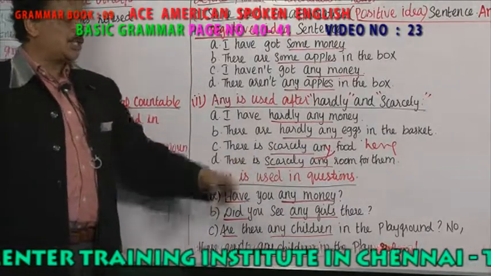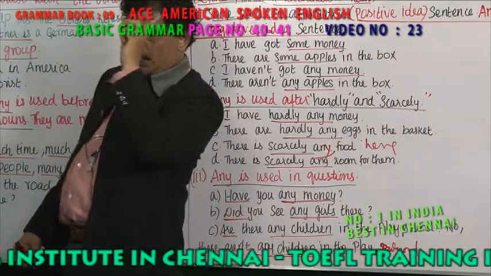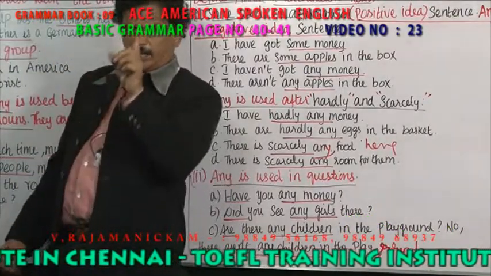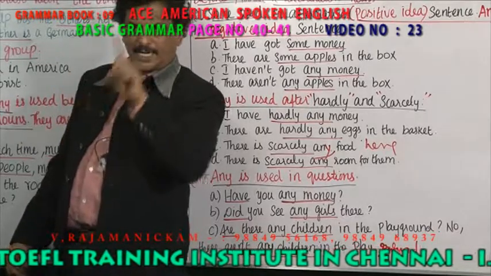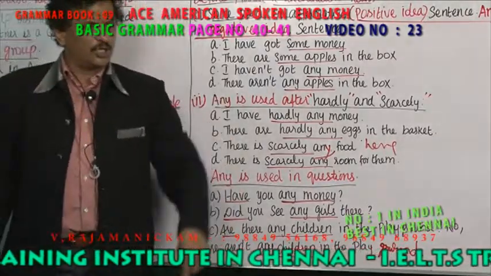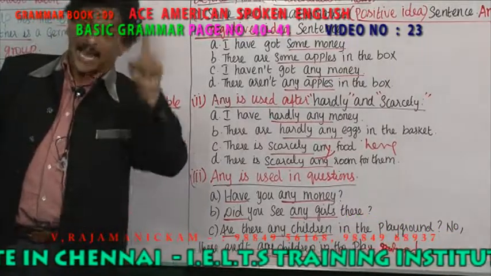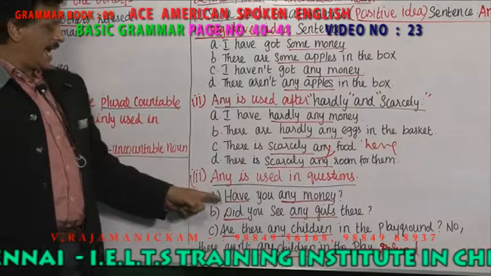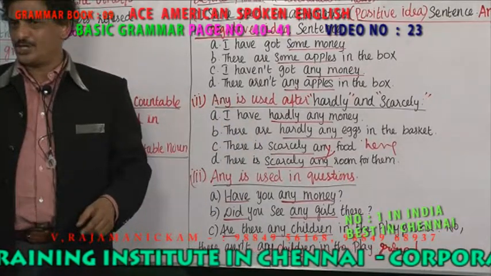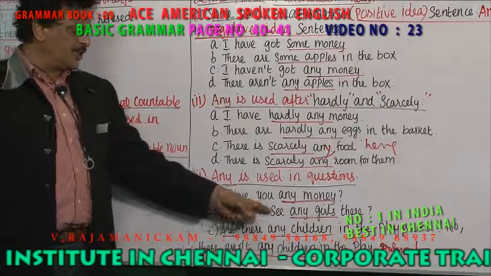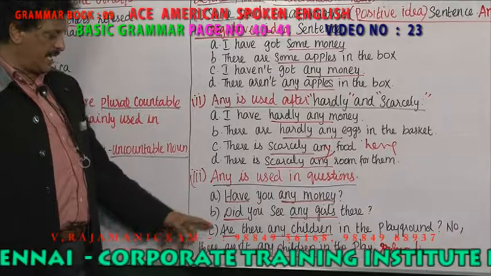So any is used in questions. So any is used with negative, any means certain quantity, and any and some are used for countable nouns and uncountable nouns. Some is used for positive, any is used for questions and negative. See, have you any money? Have you some money? No. Have you any money? For questions you are using any. Did you see any girls there? Any girls, right? For questions you are using any.